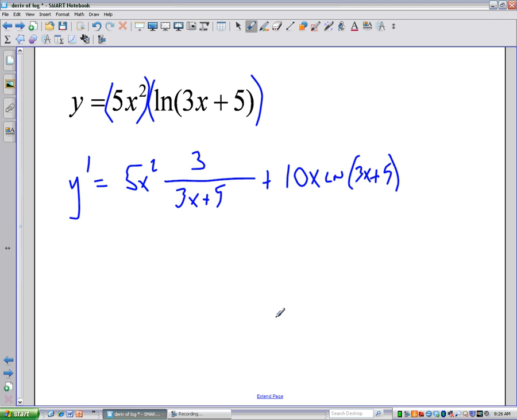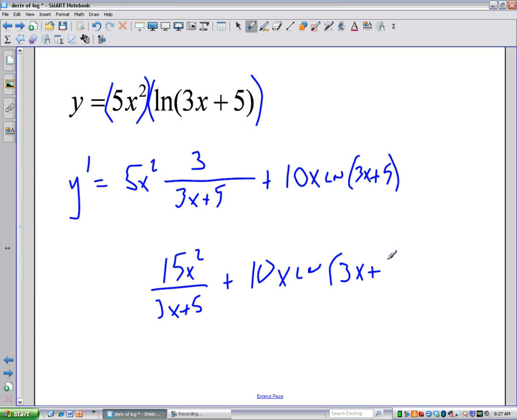So I probably would make this 15x squared over 3x plus 5, plus 10x natural log of 3x plus 5, and call it done. Generally we put the 10x out in front just so it doesn't get confused that somehow we'd be multiplying 10x by 3x plus 5, then taking the natural log. It keeps it a separate piece. We tend to put it in the front. So product rule, still our friend, still something we need to use.